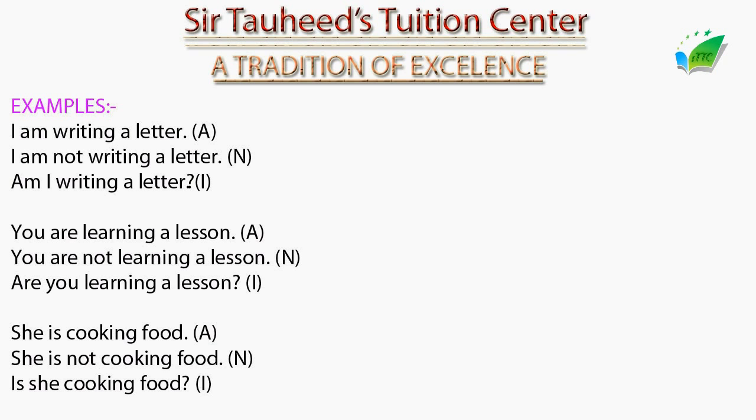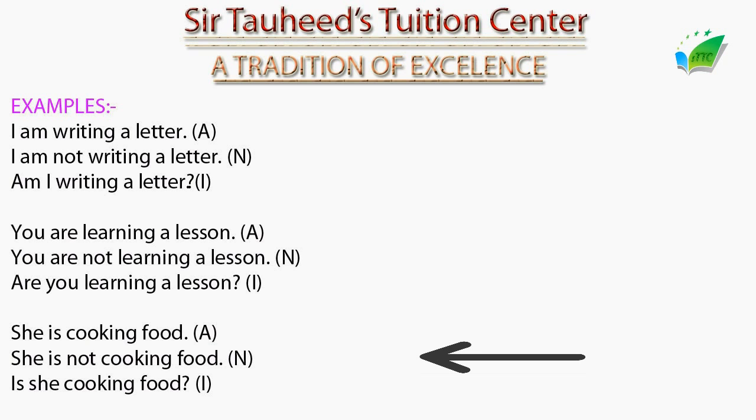Let's look at the third example, which is: she is cooking food. She is cooking food means she is cooking food right now. Right at this moment, she is cooking. So, because she is cooking, the subject is she. And after she, we have to use is because she is third person singular. And after is, we have to use the fourth form of verb, cooking, and then object. Here, the object is food. So the sentence has become: she is cooking food, and this is an affirmative sentence.